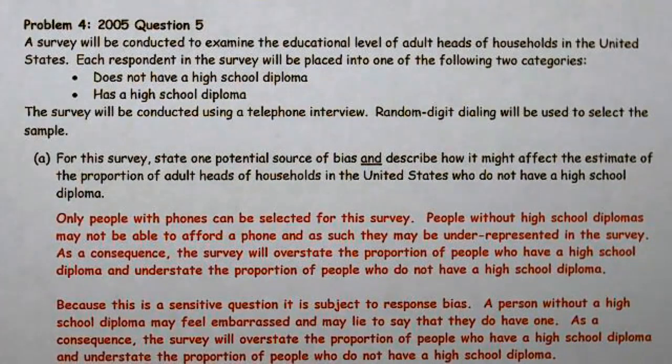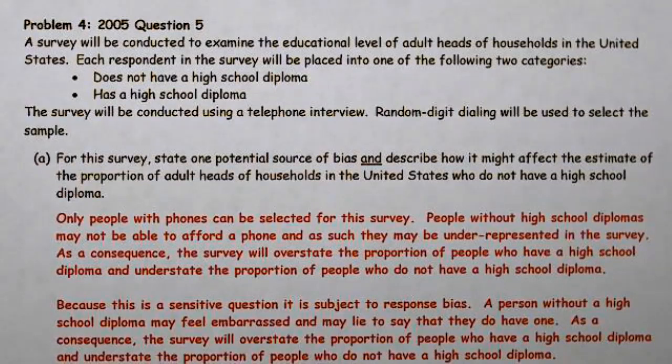So a survey will be conducted to examine the educational level of adult heads of households in the United States. Each respondent in the survey will be placed into one of the following 2 categories: does not have a high school diploma or has a high school diploma. The survey will be conducted using a telephone interview. Random digit dialing will be used to select a sample. For this survey, state one potential source of bias and describe how it might affect the estimate of the proportion of adult heads of households in the U.S. who do not have a high school diploma.